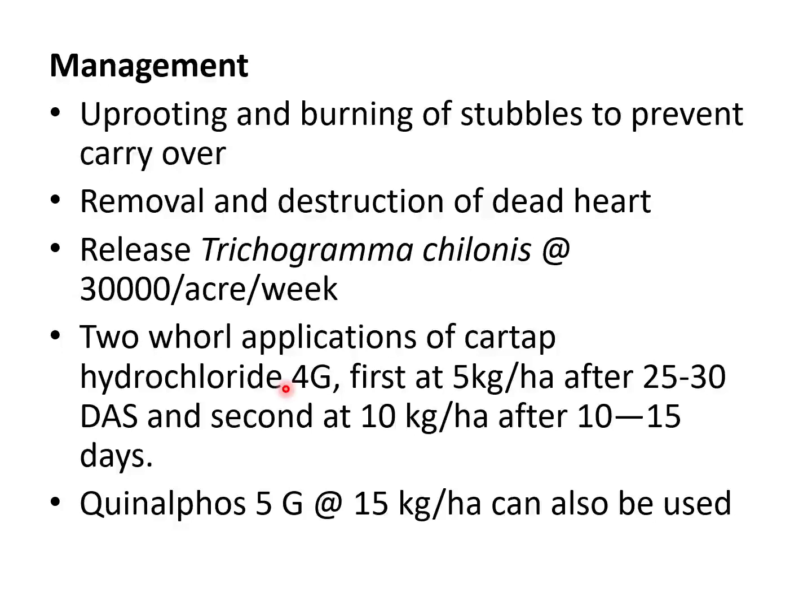Coming to the management of stem borer, once the crop is over, uproot and destroy the stubble so that any carryover of the pest can be destroyed. Any dead heart in the field should be collected and destroyed. We can go for release of Trichogramma chilonis at the rate of 30,000 per acre per week. With respect to insecticides, we can go for whorl application. That means application of granular pesticides such as cartap or quinalphos in the leaf whorls.